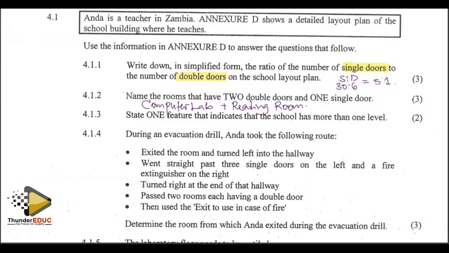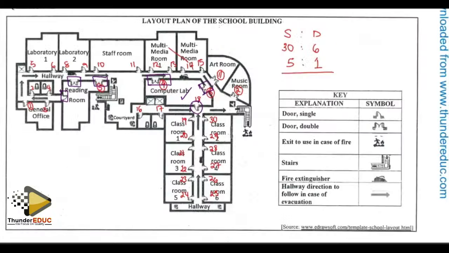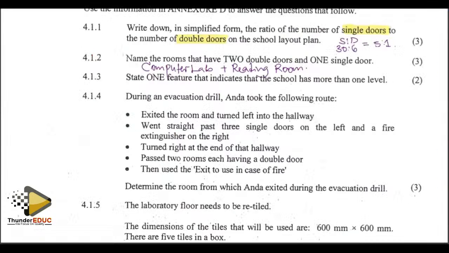State one feature that indicates that the school has more than one level. These are the stairways, the stairs. Definitely, if it's a single floor, we can't have stairs. So this is the stairs.